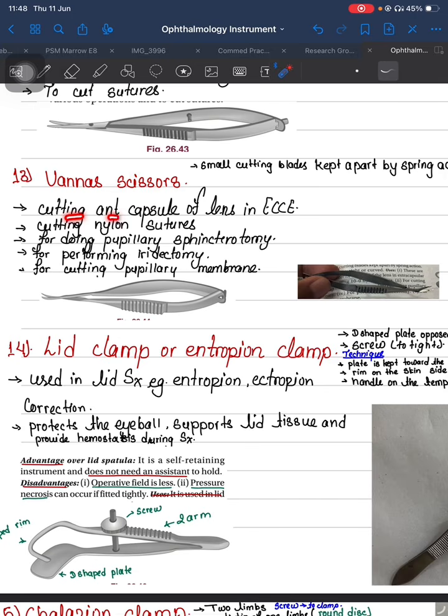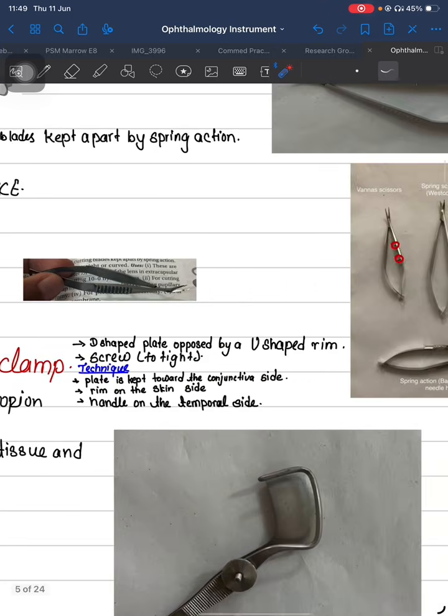It is used for cutting the entry capsule of the lens in extracapsular cataract surgery, and it is used for cutting the nylon scissor. It is used for doing pupillary sphincterotomy, for performing the iridectomy, and for cutting the pupillary margin. Mainly, scissor is used for cutting purposes. We can see in the pictures.